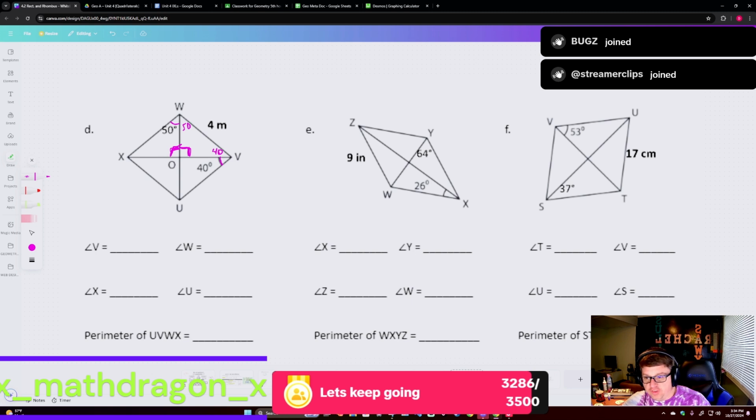So angle V, the whole angle is going to be 80 degrees. W is going to be 100. Angle U is going to be 100. And angle X is going to be 80 because we want the whole angle, which is 40 plus 40. The whole angle, which is 50 plus 50. And then perimeter 4, 8, 12, 16. 4 times 4. I like it.